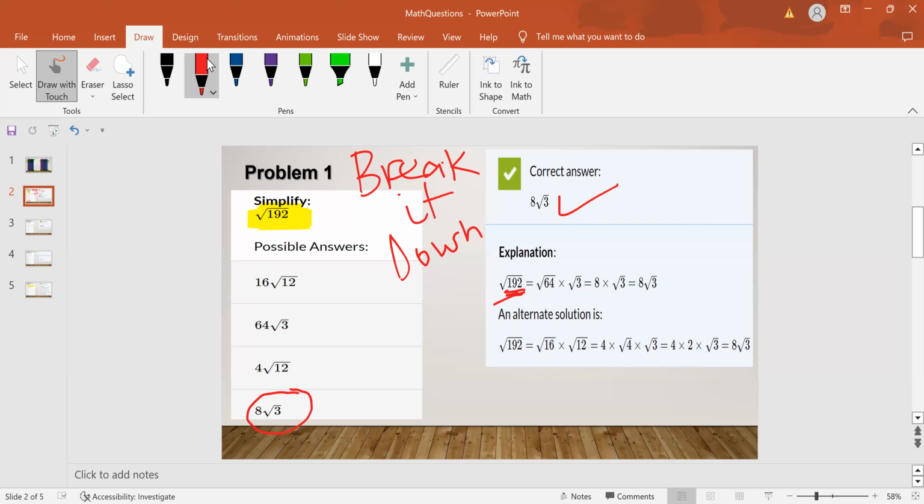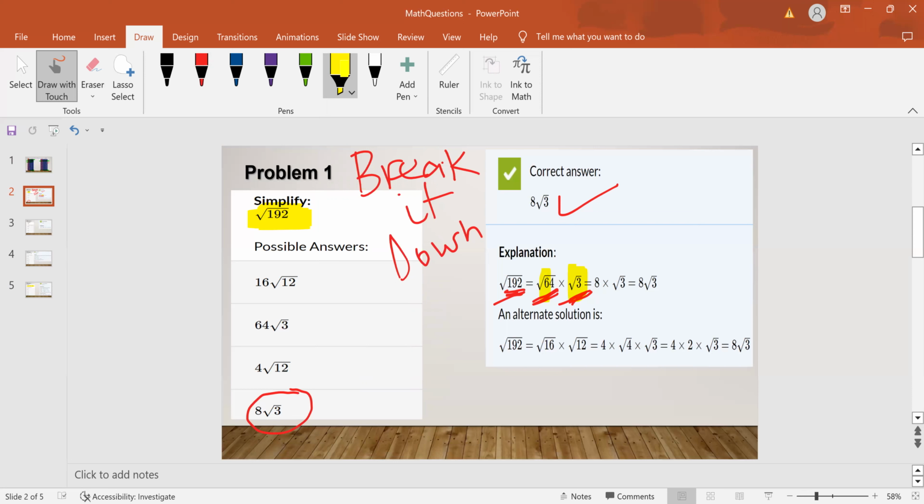To break it down, you ask yourself if you can rewrite 192 as a multiplication of two numbers, where one of them will be a perfect square. So here they use 64 and 3. That means the square root of 192 is the same as the square root of 64 multiplied by the square root of 3. If you check, 3 multiplied by 64 is 192.